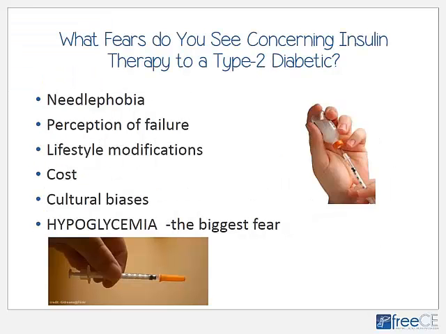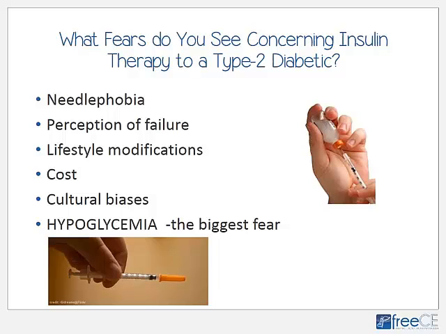Let's turn the tables, and let's assume now that I am, at age 55, a newly diagnosed type 2 diabetic, and my hemoglobin A1C is 14, and you want to start me on insulin therapy. There are a lot of challenges you're going to have to address, especially with my history. Now, of course, people are going to think of needle phobia, the perception of failure, lifestyle modifications. I have to change up everything. I can't go to the restaurant anymore. This is going to cost me a small fortune. I know how much those test strips cost.